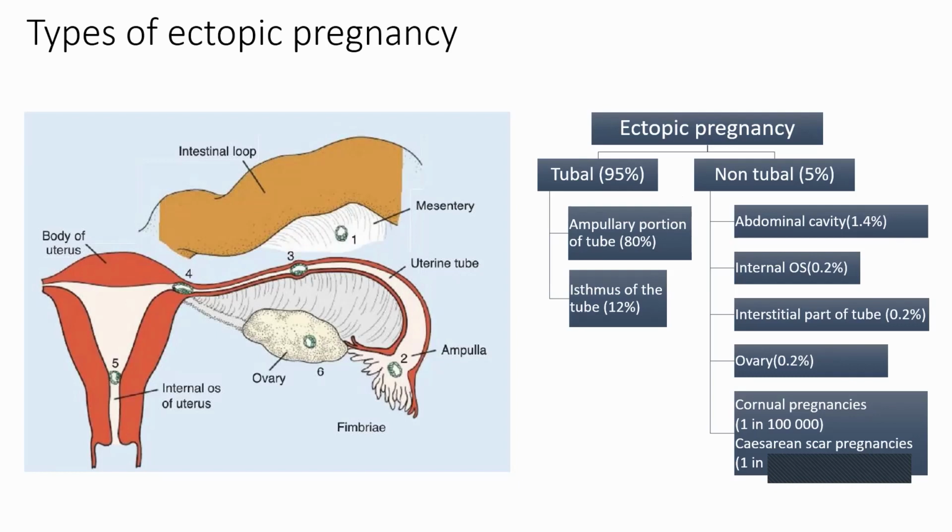Comparing the other types, non-tubal ectopic pregnancy, which is around 5% of the incidence, can involve the abdominal cavity, the cervical region, the interstitial part of the tube, or a cornual region of a unicornuate uterus, or sometimes, rarely, the ovary. And if the patient has a previous cesarean delivery, sometimes the ectopic pregnancy can involve the previous cesarean scar.